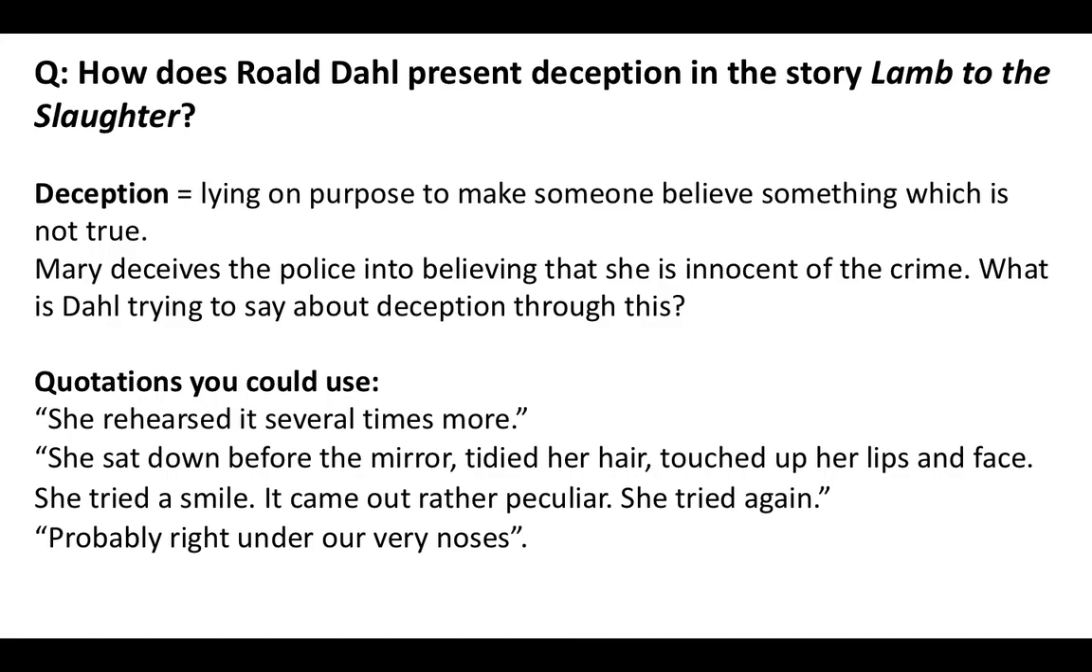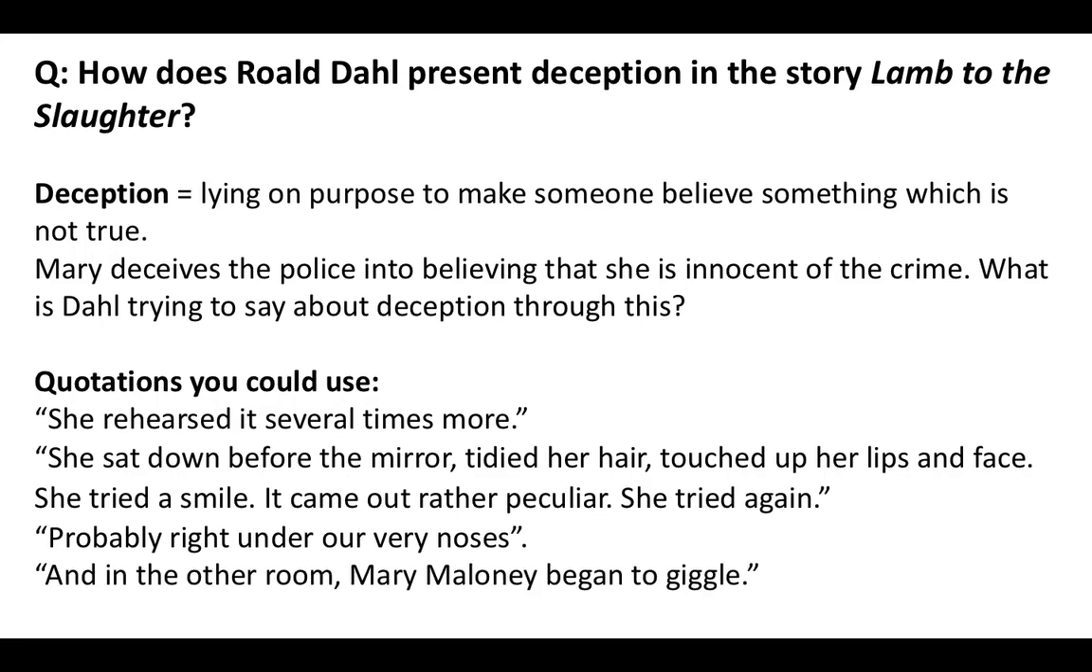"Probably right under our very noses," this was the police talking about where the murder weapon was. And then right from the end of the story, "in the other room, Mary Maloney began to giggle." So all of these have something to do with lying and deception. So have a think about the idea you just had a minute to think about: what could Dahl be saying to us about deception? Do these quotes back up or support your ideas about what he's saying about lying?